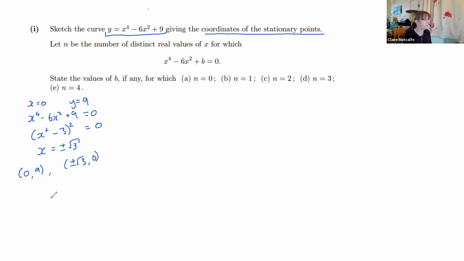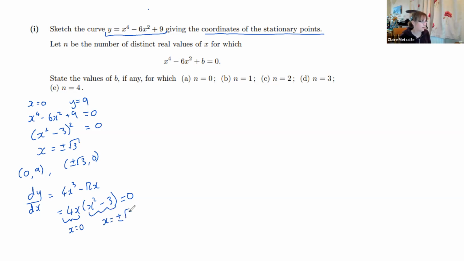Now for the stationary points, we can differentiate. So this gives me 4x cubed minus 12x, and the 9 goes to 0. I can factorize out a 4x, and we want this to equal 0 for the stationary points. So here I have x equals 0, and here I have x equals plus or minus root 3. So these points here are also the stationary points.